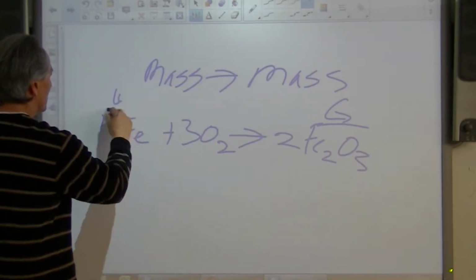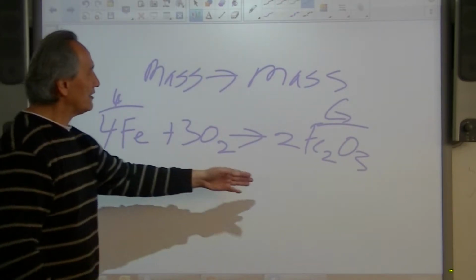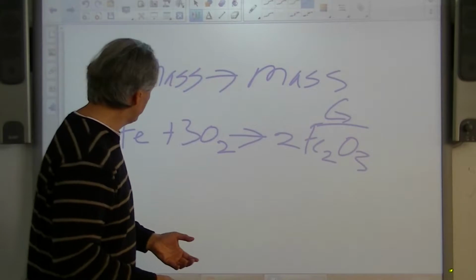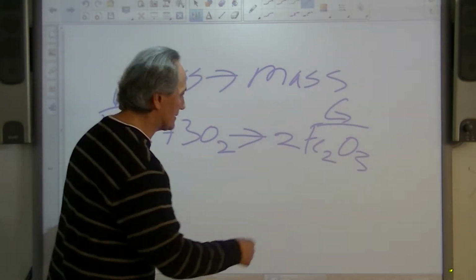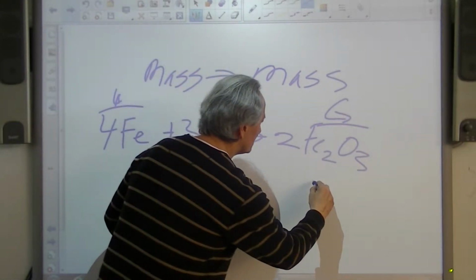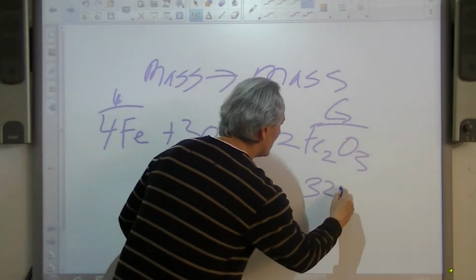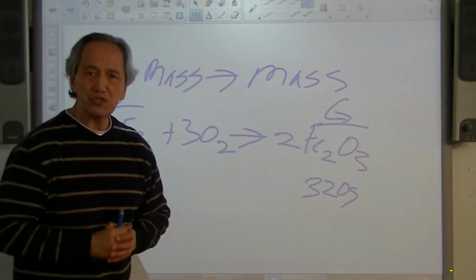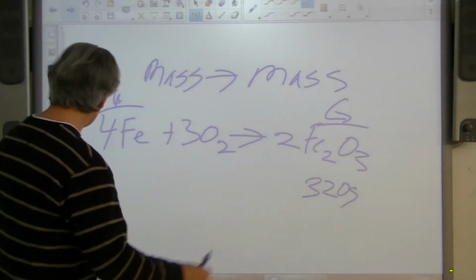We'll make that the unknown. Okay, and on the given, let's say that we are given approximately, how about 320 grams of the iron 3 oxide will be our starting point. Okay, so let's go ahead.